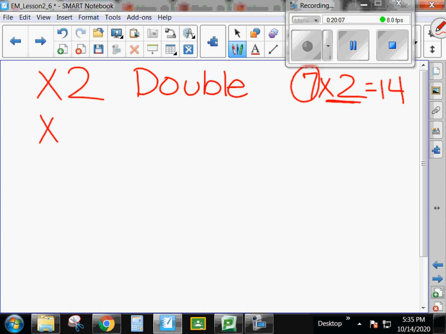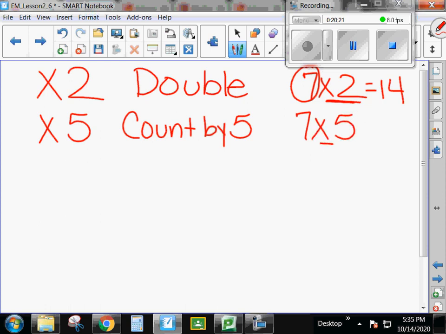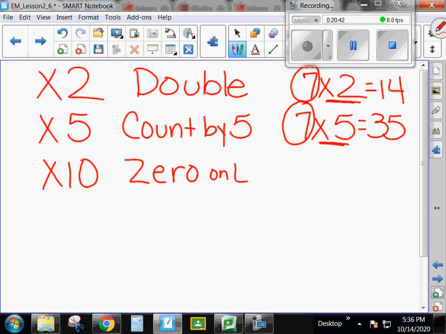Okay, we also know strategies for times 5. That is just to count by 5s. Now, if I have, again, 7 times 5, because it's times 5, I can take the other number, put up that many fingers, and count by 5s. 5, 10, 15, 20, 25, 30, 35. We also learned the strategy for anything times 10. We know that we just put a 0 on the end. So again, if I have 7 times 10, well, because it's times 10, I'm going to take the other factor, the other number, and I'm going to put a 0 on the end of that number.